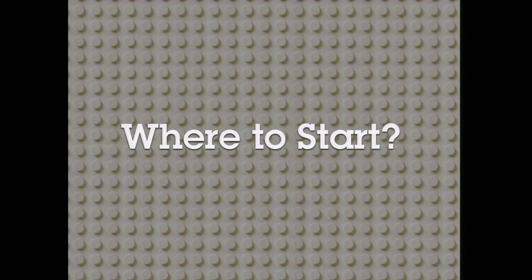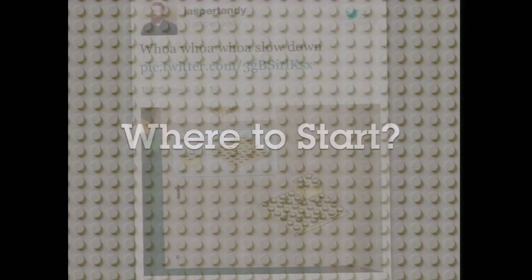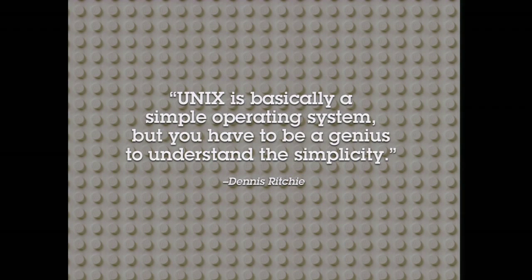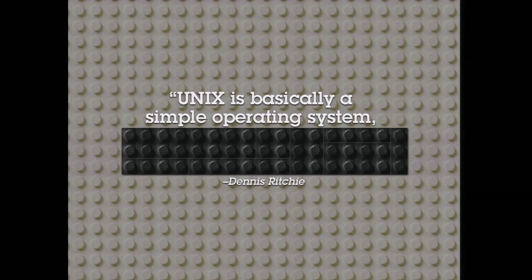So where do you start? Before you build commands or shell scripts, you should understand how the language of Unix works. So I saw this on Twitter the other day and I had to put it in my talk. So I'm going to start slow. One of the people who helped create Unix, Dennis Ritchie, once said, Unix is basically a simple operating system, but you have to be a genius to understand the simplicity. I want you to forget that second part. You don't need to understand it to make use of it.